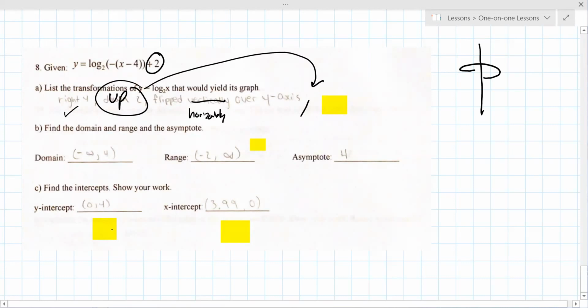Why did you lose points there? Did you graph this? Yeah, I graphed it on Desmos. Okay. The range is 2 to infinity. The y-intercept, that's when x is 0.